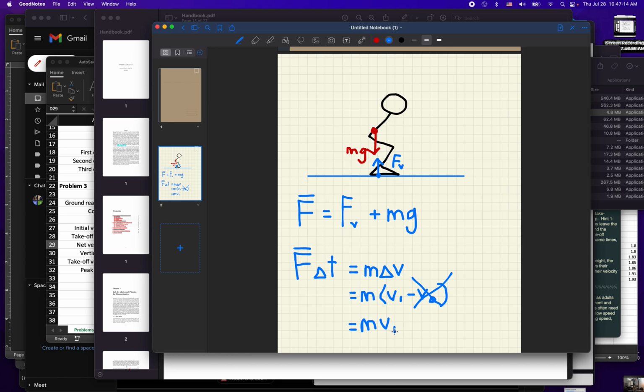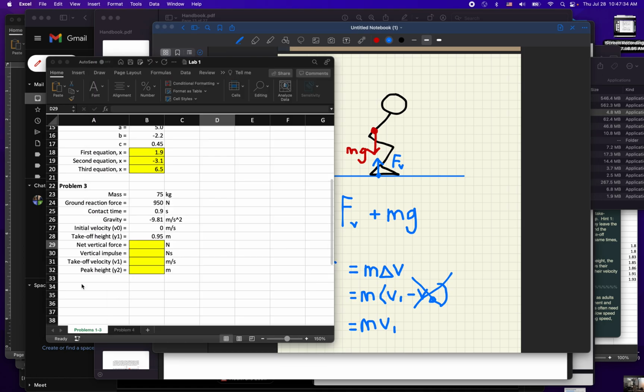Okay. So if I want to solve for my takeoff velocity, I find my net force in the vertical direction and multiply it by the amount of time that force is acting on me. I divide that impulse by my body mass, and I get my takeoff velocity. So let's go to my spreadsheet and actually do these things. And I tried to lay this out for you in a helpful way.